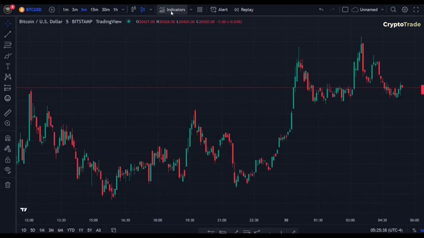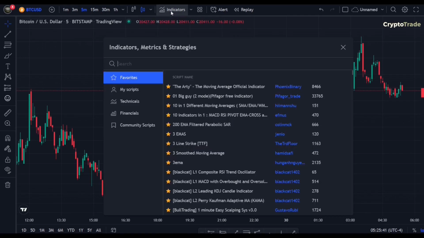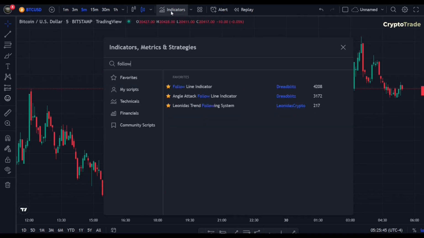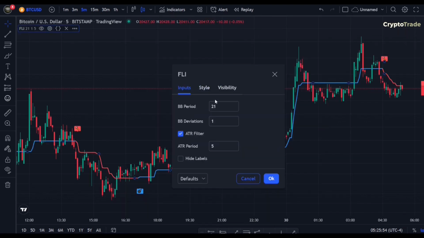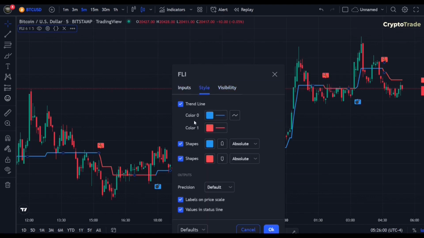To add the first indicator to the chart, open the indicator search bar in Tradingview and type follow line indicator or FLI. Select this indicator, as shown here in the video. In the Inputs tab, change the first box from 21 to 6. In the Style tab, uncheck the two shapes boxes.